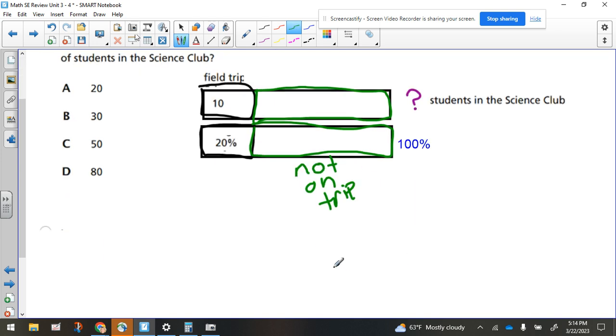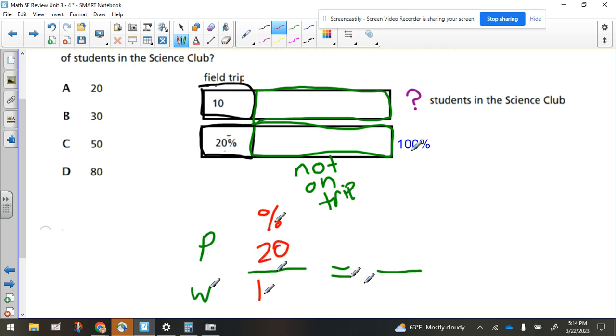All right, so if we set up our proportion, and remember proportions, we think about parts and wholes. And let's have the left ratio be talking about percent. So this is 20 out of 100. This is the part, which means we're going to put it on the top. We're trying to figure out the whole.